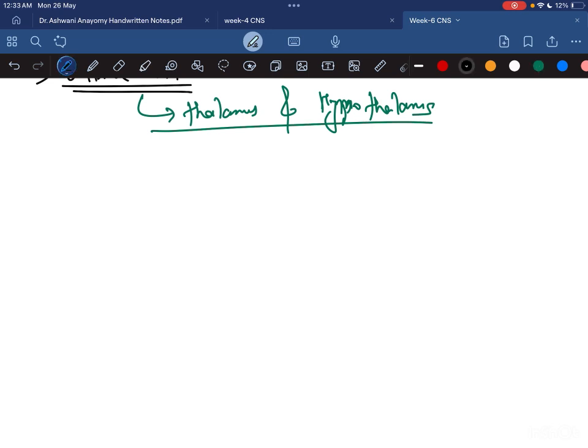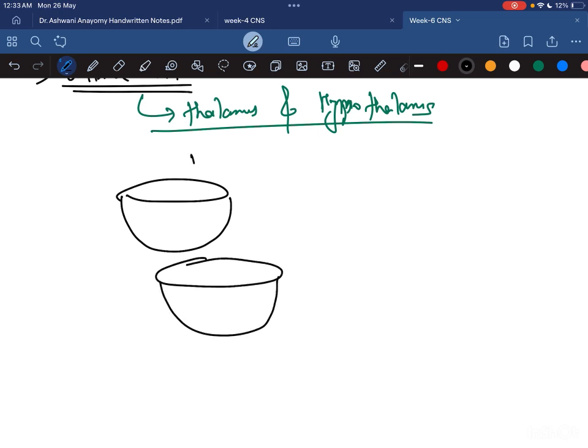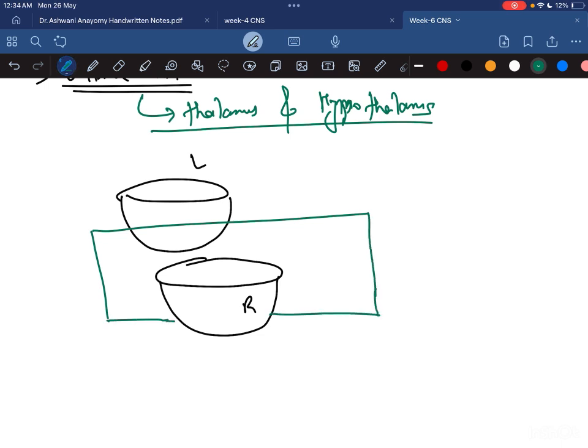Now we can draw the image. When we look, this is one side of the hypothalamus. Already I have mentioned some, and this is the left side, this is the right side of the hypothalamus. And here is a slit-like cavity.